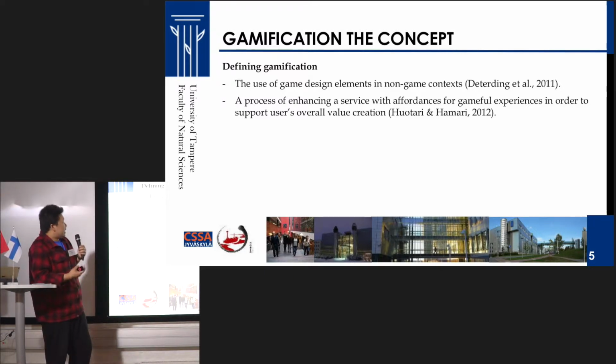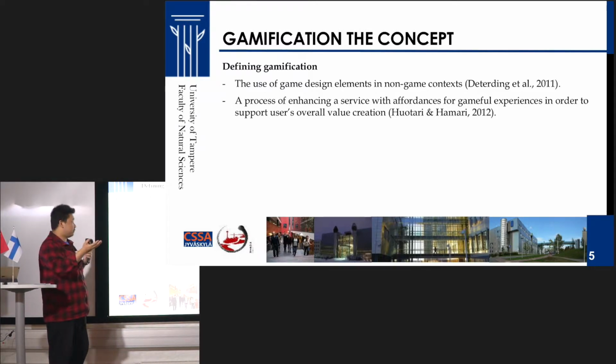So there's the question, what are game design elements? It's not like you use some game like Super Mario or Tetris and you put it somewhere and you get gamification. No, it's game design elements. Some elements, well actually I'm going to talk about that later. It's not the full game, but some elements.